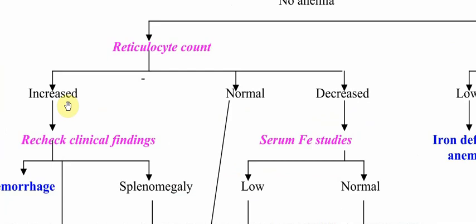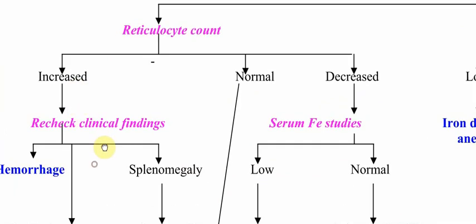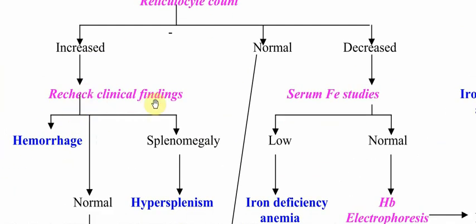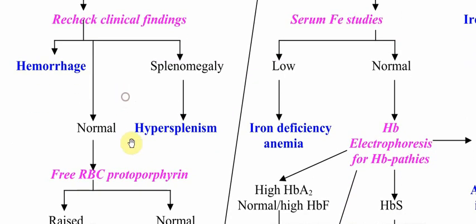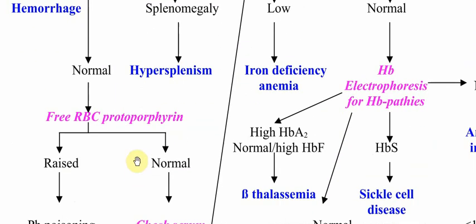When the reticulocyte count is increased, we recheck the clinical findings of the woman. If she has hemorrhage, then it accounts for the low hemoglobin as well as the increase in retic count. If she has got splenomegaly, then she probably has hypersplenism. One needs confirmatory tests for confirming this diagnosis, but then it is most likely. And if the reticulocyte count is normal, then we go further below in that algorithm.